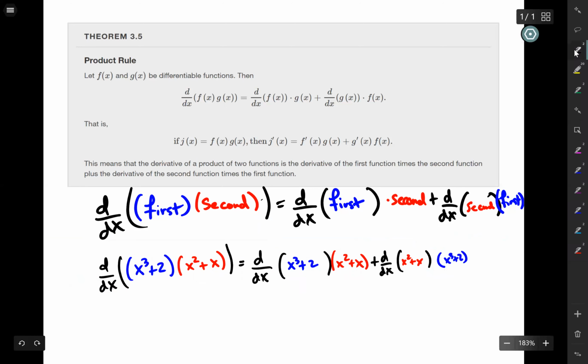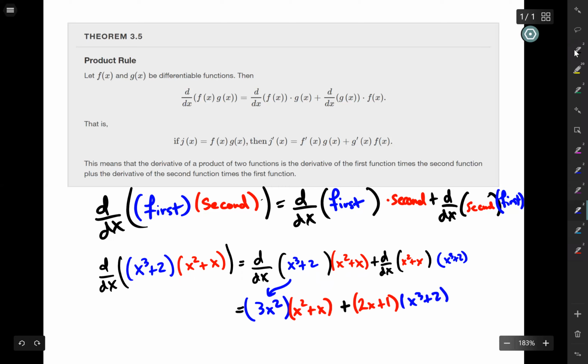Now I can actually do the differentiation. So the derivative of x cubed plus 2, well, that'll just be 3x squared, right? The derivative of 2 is 0. And then I just leave x squared plus x alone. And now I'll take the derivative of x squared plus x. So that will be 2x plus 1. And then I multiply by x cubed plus 2.